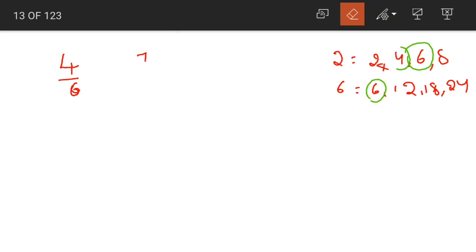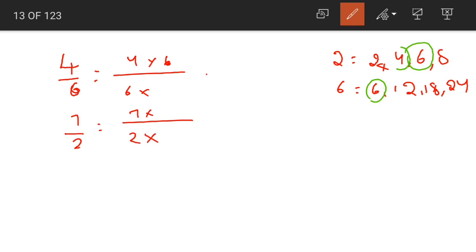So what are these? 4 by 6 and 7 by 2, right? Yes. So what is the LCM? Wait children, let me write it here. Yes. So in the final fraction, we both should have the common denominator 6. Now if you look at 4 by 6, it is already having 6 in the denominator. So we need not do anything to 4 by 6.